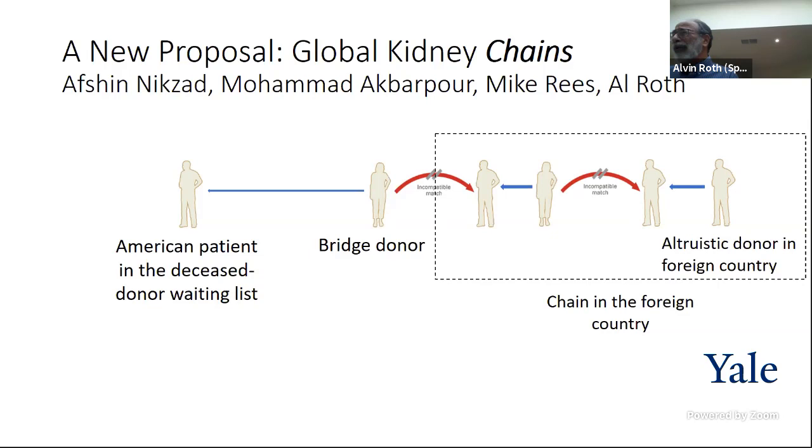Because you have two of them, so you can give one away. There's no heart exchange, right? No one can be a live donor for a heart. So hearts have to come just from deceased donors.